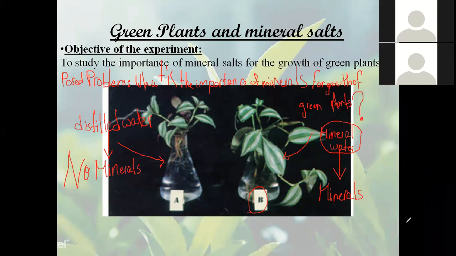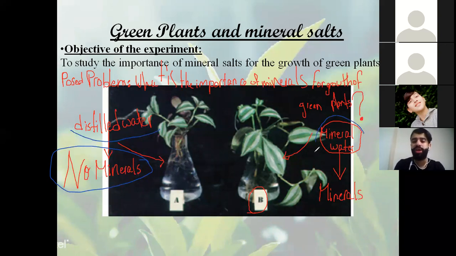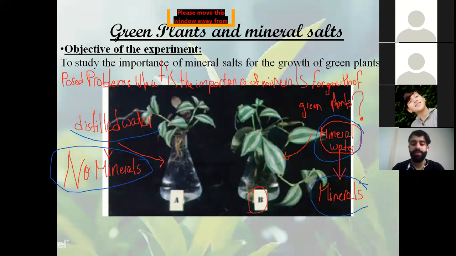So the question here is, Ali Nasiruddin, what is the variable factor in this experiment? In plant A, we have distilled water, no minerals. In plant B, we have mineral water, we have minerals. So what is the variable factor? The variable factor in this experiment is the minerals. Very good. Here we don't have minerals in plant A, while in plant B we do. So here the variable factor is the minerals.